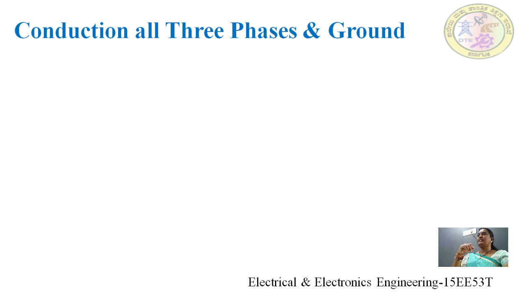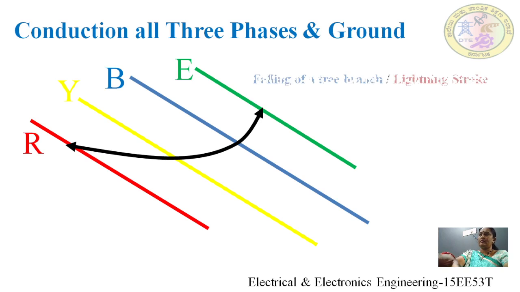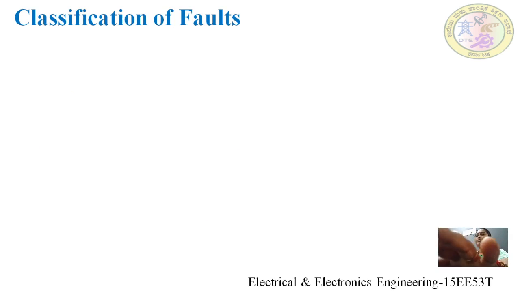Next, conduction of all the three phases to ground. This is one of the symmetrical faults. This conduction of all the three phases to ground occurs due to falling of a tree branch or a lightning stroke.